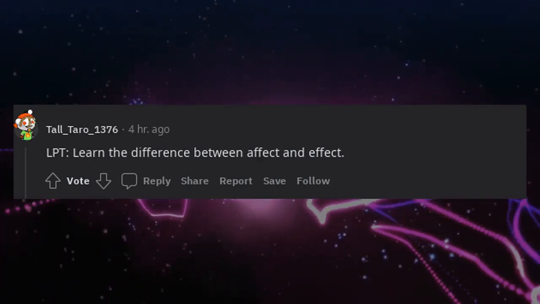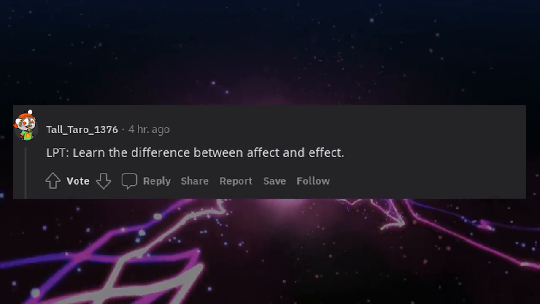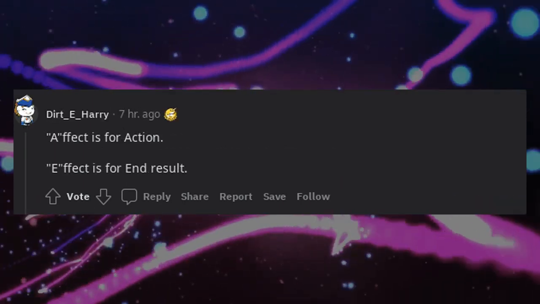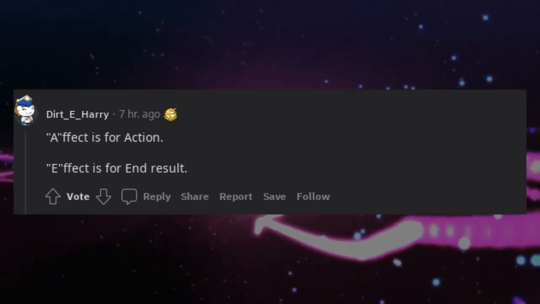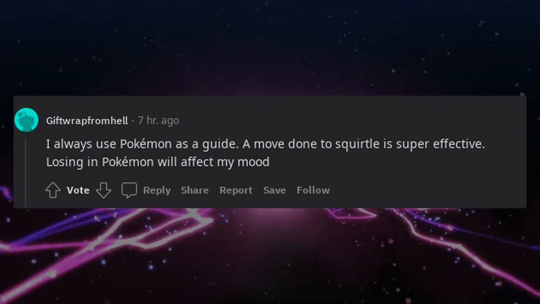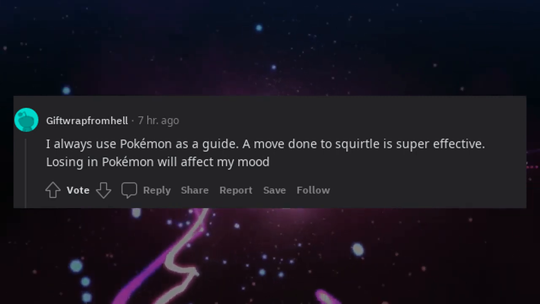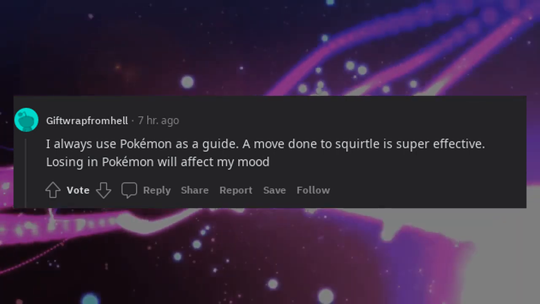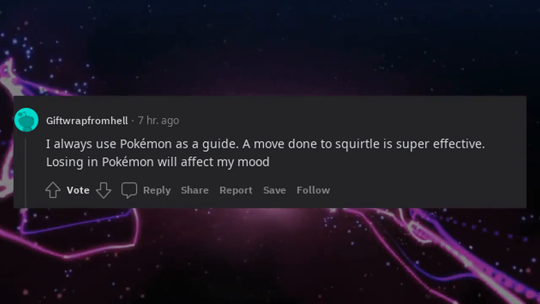LPT. Learn the difference between affect and effect. AFFECT is for action. EFFECT is for end result. I always use Pokemon as a guide. A move done to Squirtle is super effective. Losing in Pokemon will affect my mood.